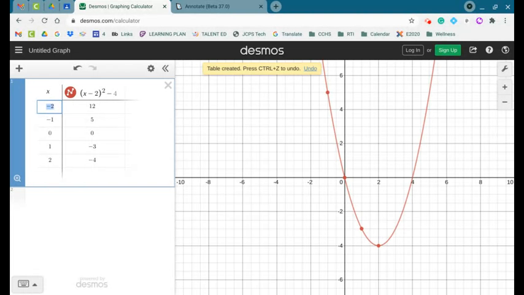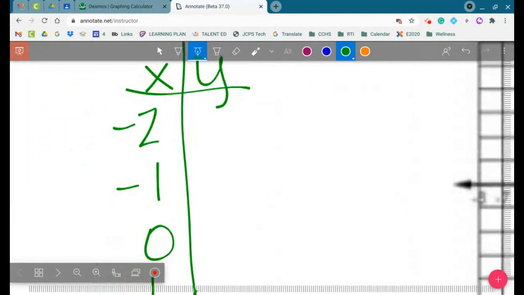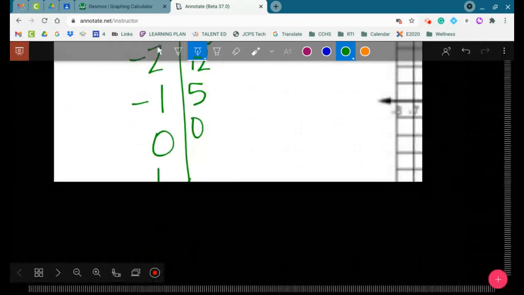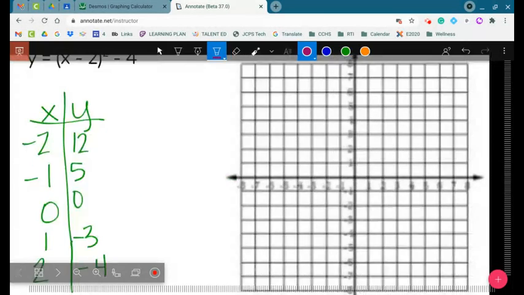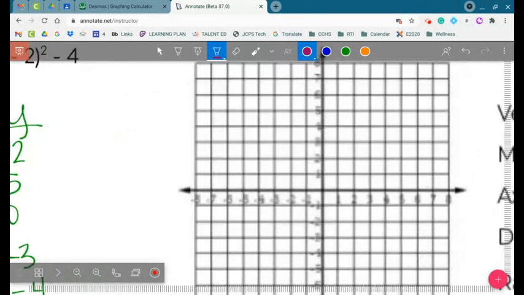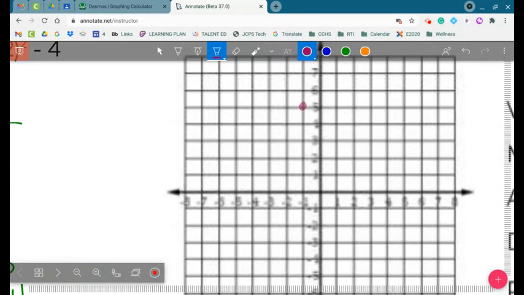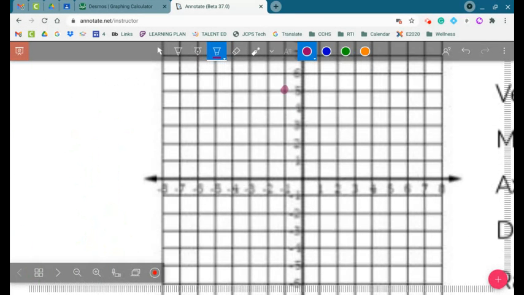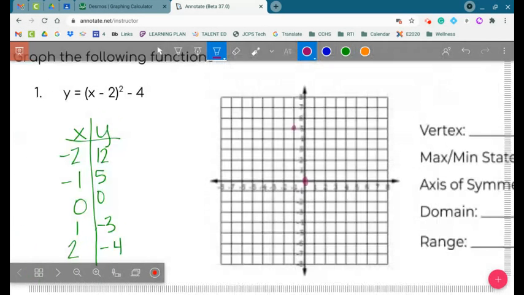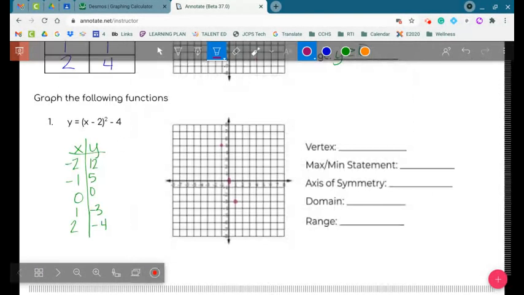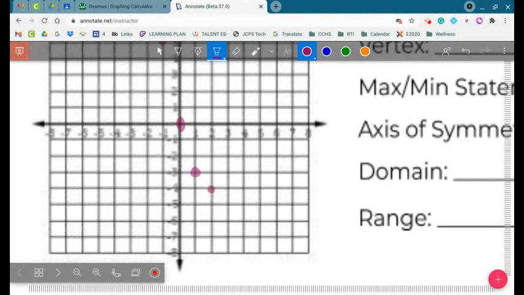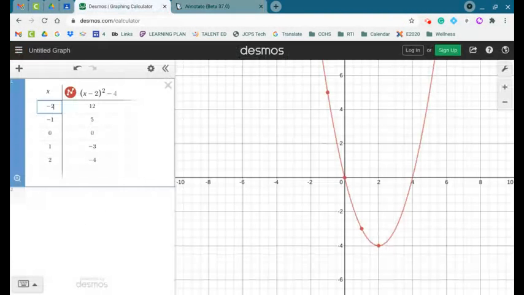So we have 12, 5, 0, -3, and -4. Okay, so I'm going to plot these. So -2, 12 is going to be off our graph. -1, 5; 0, 0; 1, -3; 2, -4. I'm actually going to keep going with this just so I get all the points.